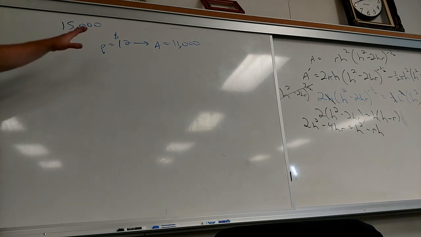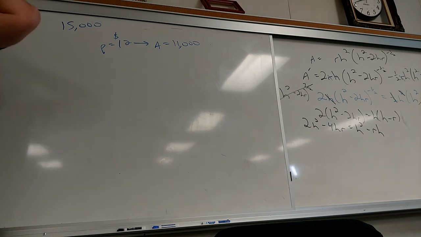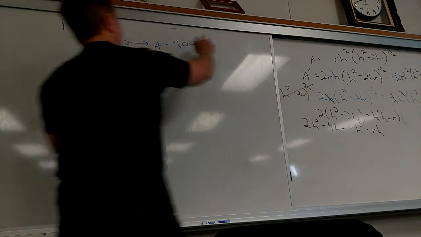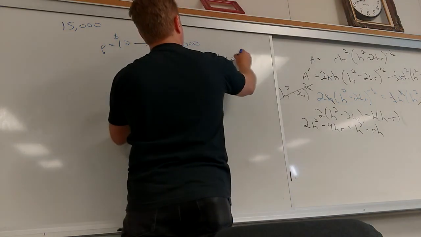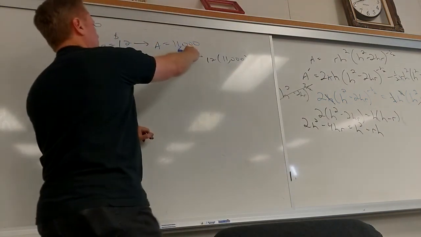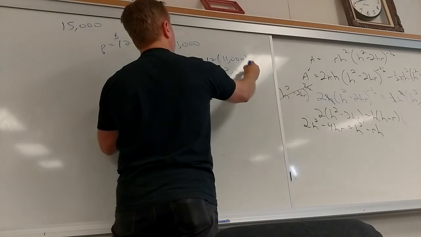Tell me right now, how much money are they making on average with the ticket price set at $12? Can you just tell me that? How much money are they making on average with the ticket price at $12? Yeah, you just take 12 times 11,000. All right, $12 per ticket times 11,000 tickets, $132,000.